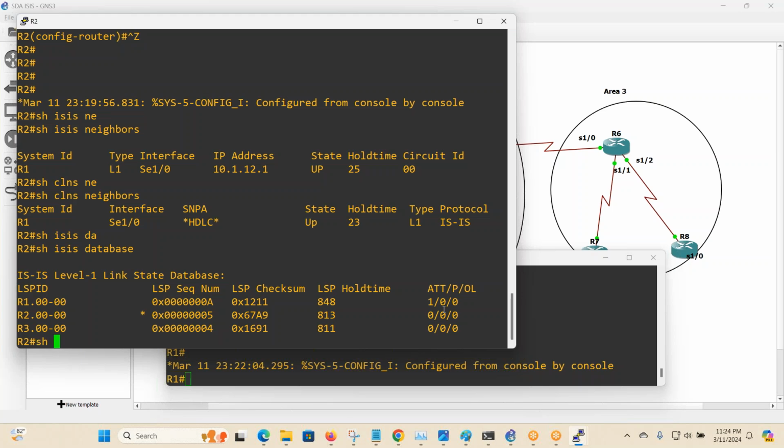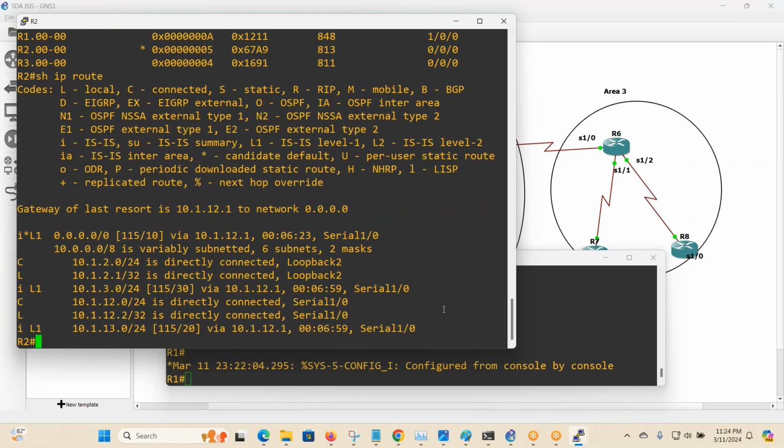topologies. So if we use show IP route, now you can see that our default route is automatically injected by R1, because R1 is an L1 L2 router. That's why an L1 L2 router injects the default route into its area. So we have learned this network, 1.30.